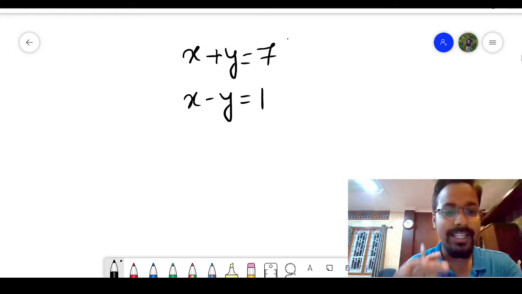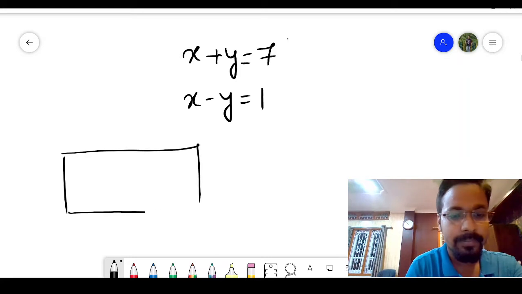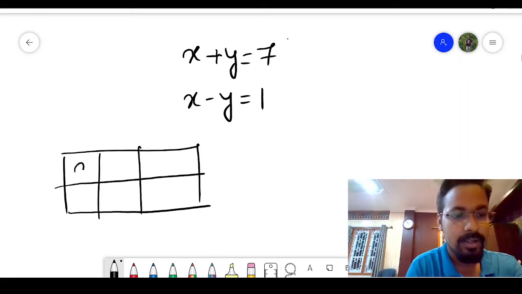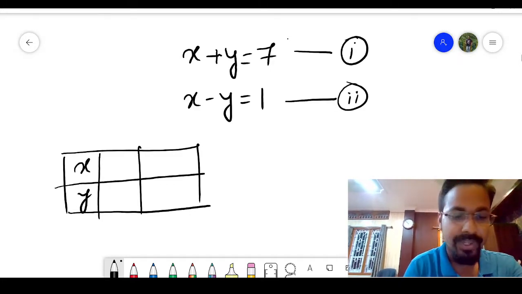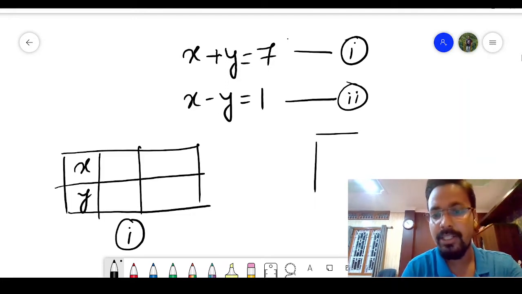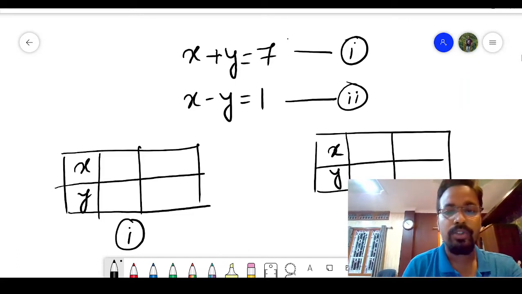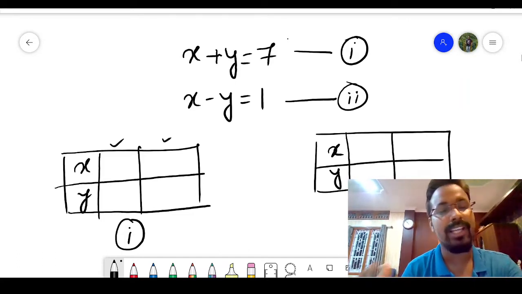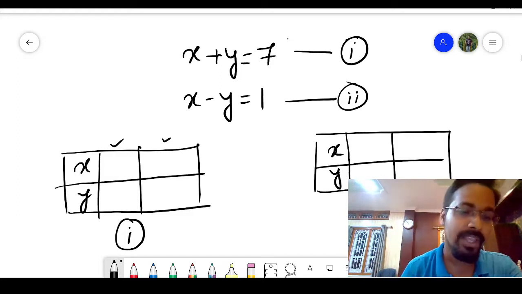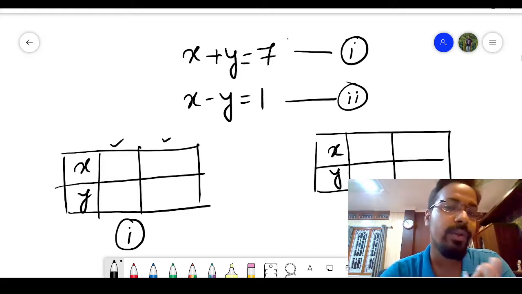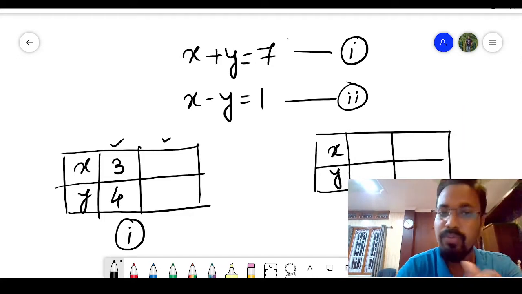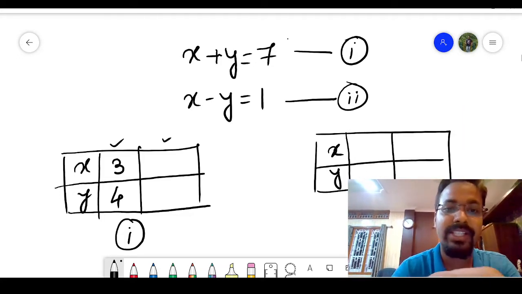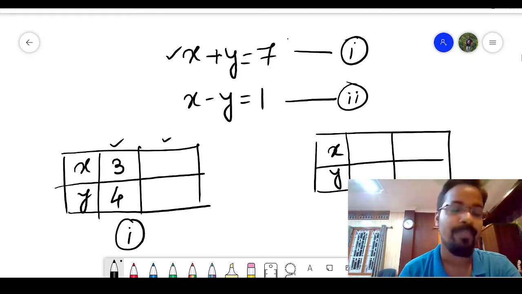So what we will do first is we will make two tables. Let us take this as equation 1 and this one as equation 2. So this is going to be for equation 1, and another table we are going to make for equation 2. Here I have taken two boxes. You can take 3, 4, as many as you want, but minimum you need two boxes. Now we will randomly put values of x and y that satisfy the given equation. For example, if x is equal to 3, then y is going to be 4, because 3 plus 4 is 7, right? So it satisfies equation 1.